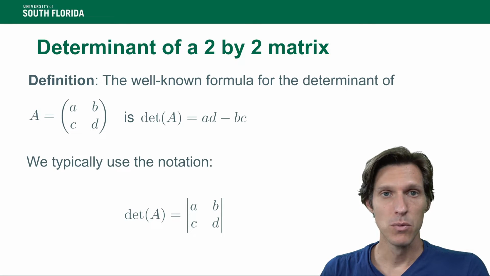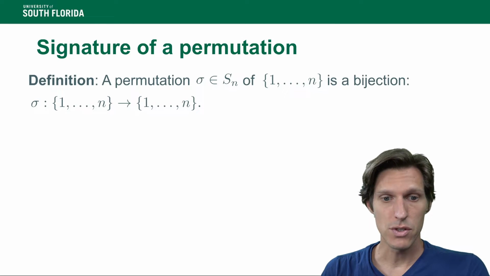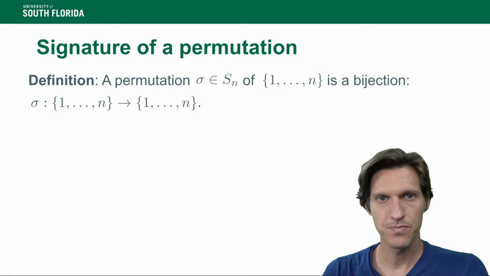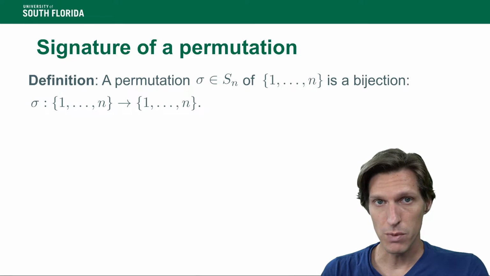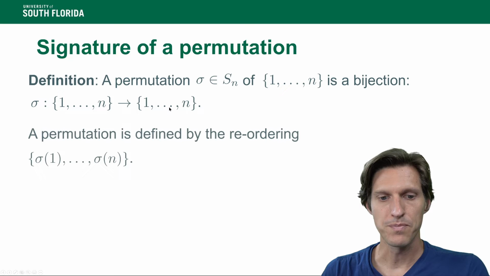Now, moving on to more complicated matrices, we need to introduce the notion of signatures of permutations. So what's a permutation? It's a bijection of the set {1, ..., n}, so all the integers between 1 and n. And the set of permutations we call S sub n. And so just a bijection, mapping each element here to another element here in an invertible way.